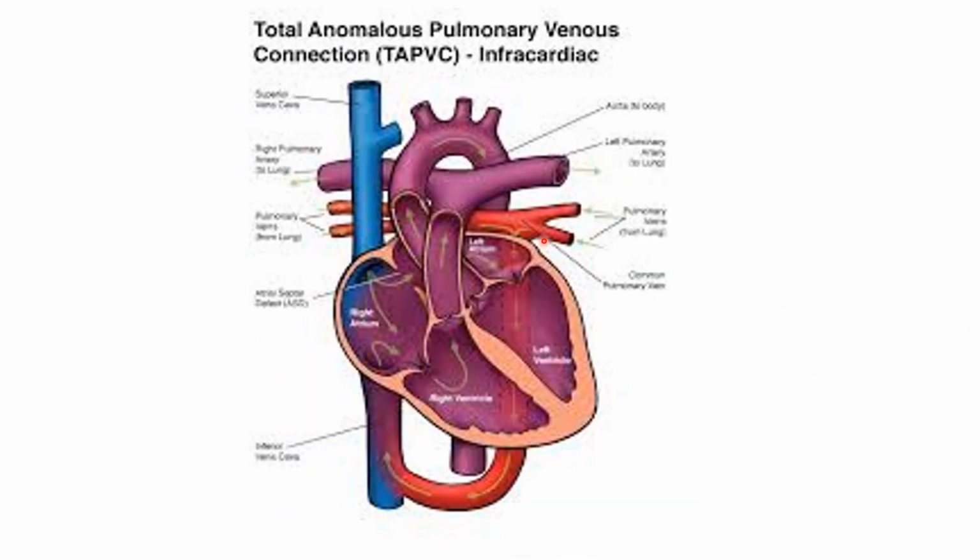You can see here these pulmonary veins behind the heart are coming and joining the inferior vena cava, and the inferior vena cava will supply mixed blood to the right atrium, and it will go through the foramen ovale to the left atrium, and this mixed blood will be supplied to the whole body.